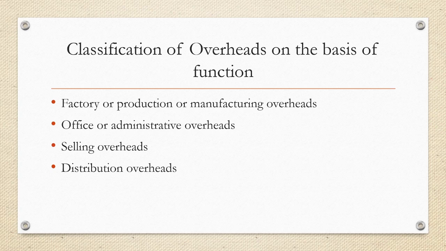So the warehouse charges, storage expenses, packing, shipping, carriage outwards, depreciation, repairs and maintenance, the postage and stationery of the distribution office, insurance of finished stock, salary of distribution, and salary of the driver who is involved in the distribution, all these come under the distribution overheads. So based on function, the overheads can be classified into factory overheads, office overheads, selling overheads and distribution overheads.